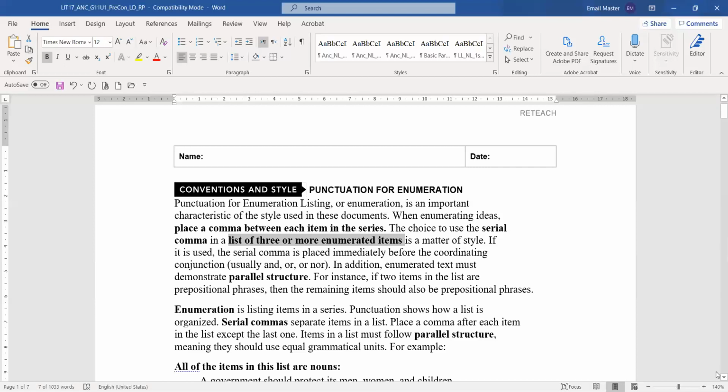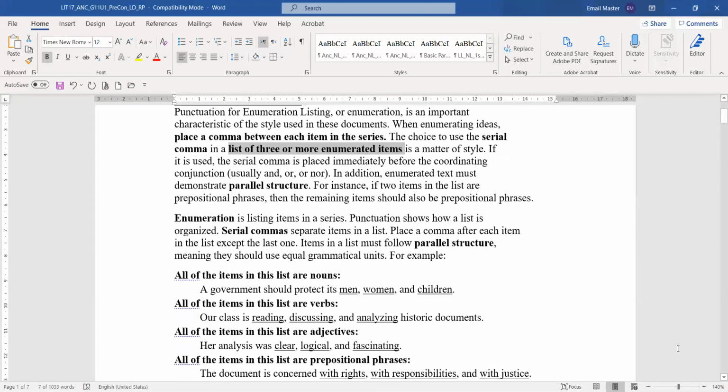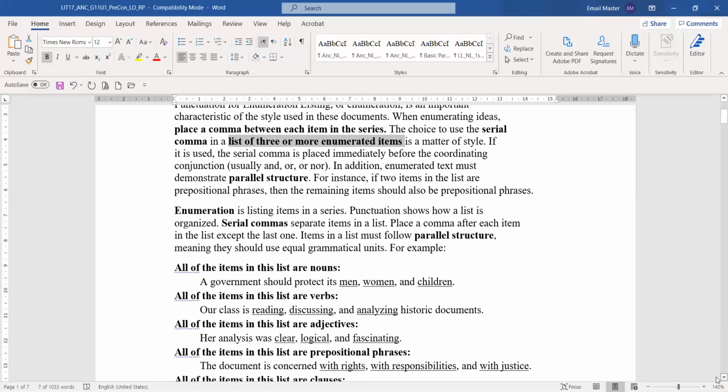So enumeration is listing items in a series. Punctuation shows how a list is organized. Serial commas separate items in a list. You place a comma after each item in the list except the last one, and they have to follow parallel structure. Let's look at some examples.